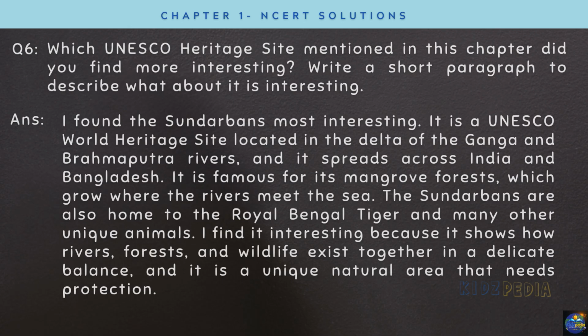It is a UNESCO World Heritage Site located in the delta of the Ganga and Brahmaputra rivers, and it spreads across India and Bangladesh. It is famous for its mangrove forests, which grow where the rivers meet the sea. The Sundarbans are also home to the Royal Bengal tiger and many other unique animals. I find it interesting because it shows how rivers, forests and wildlife exist together in a delicate balance, and it is a unique natural area that needs protection.